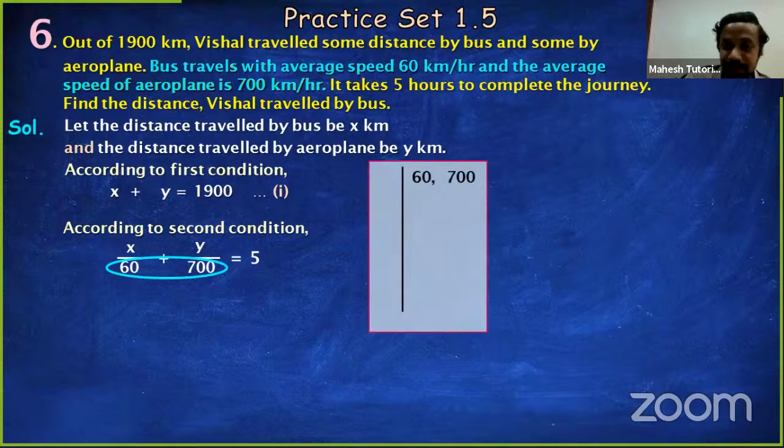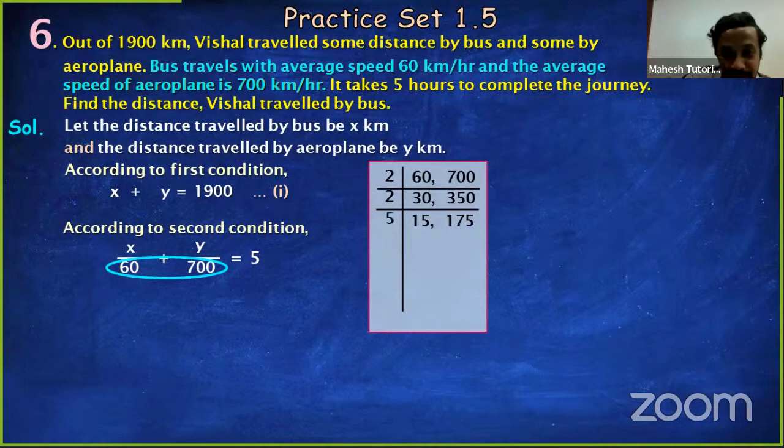60 and 700. Let us find out the LCM, students. 2 30s is 60 and 2 350s is 700. Moving further, 2 15s is 30, 2 175s is 350. Moving further, 5 3s is 15 and 5 35s is 175.